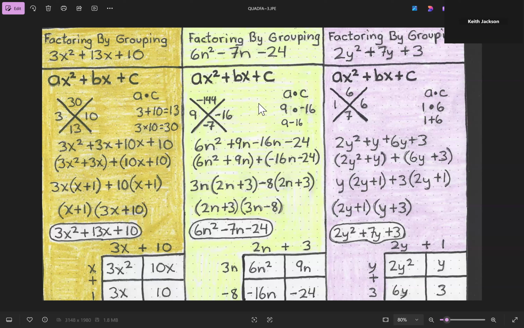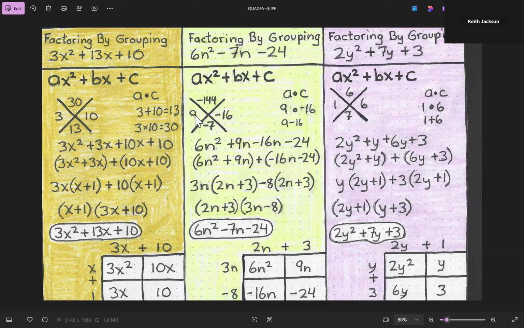You may have to run through a few numbers, but you're going to run across, let's say, a 9 times a negative 16. A 9 times a negative 16 will give me that negative 144, while 9 minus 16 will give me that negative 7 right here. And so we're going to use that 9 and that 16 right here. We're going to put them into the n values, right?